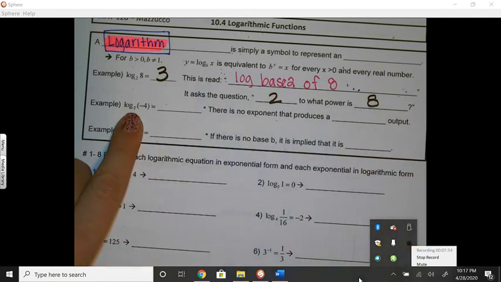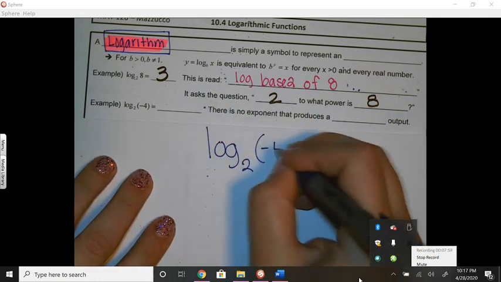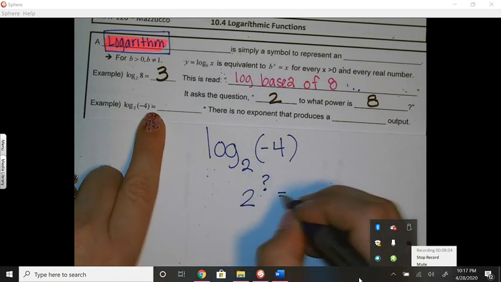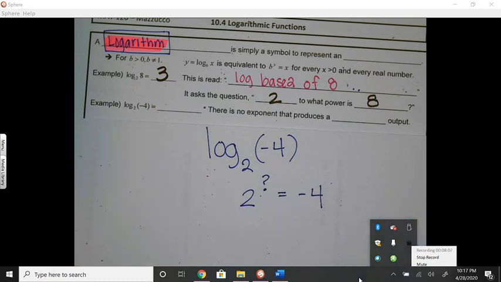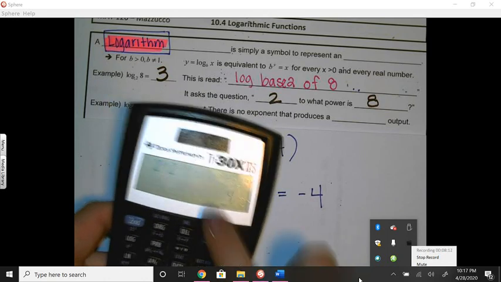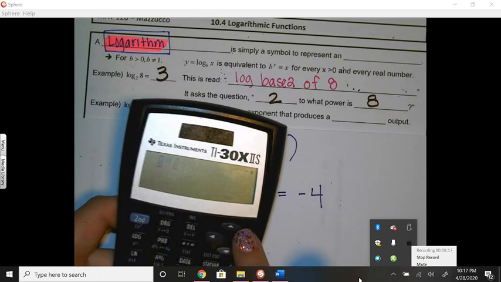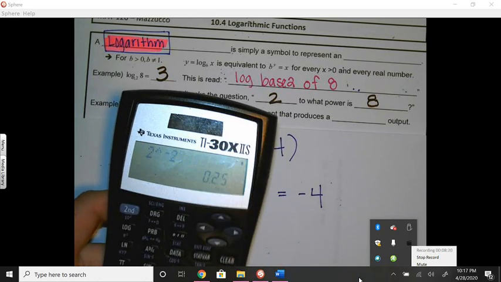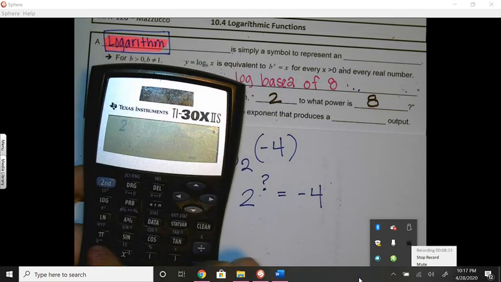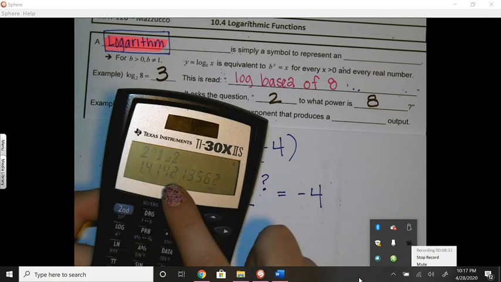And then it's asking us to evaluate log base 2 of -4. So this is saying here 2 to what exponent would be -4? Well, if we try 2, that would make 4, not -4. So a positive exponent wouldn't work. And if we put a negative exponent, that's just going to be 0.25, 1/4, right? So a negative exponent doesn't work. And if we try a fraction exponent like 1/2, that doesn't give us a negative answer.